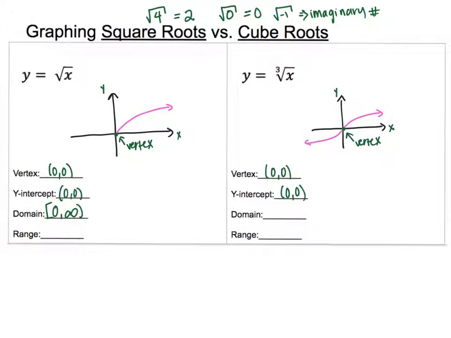Let's talk about range. For range, we're going from the lowest y value to the highest. So looking at this curve here, the lowest y value is here. That's the lowest point. So that y value there is 0.